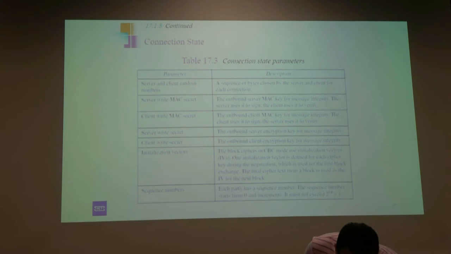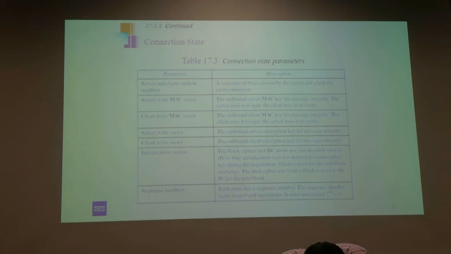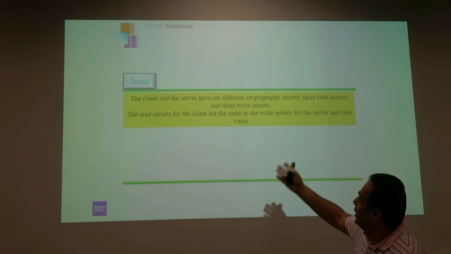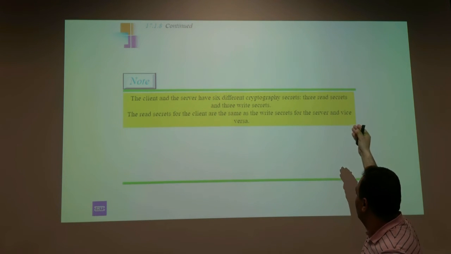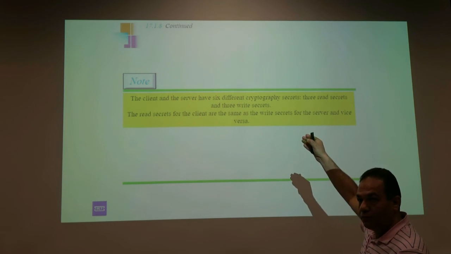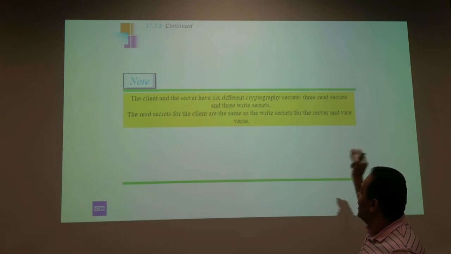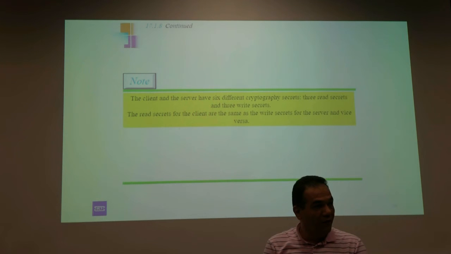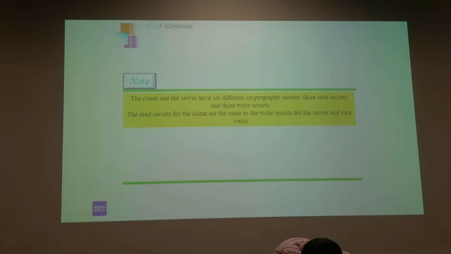For example, the first ones are the server and client random numbers. Then we have the server write MAC secret, the client write MAC secret, the server write key, and so forth. These are the parameters. So what we conclude is that the client and the server have 6 different cryptographic secrets: 3 read secrets and 3 write secrets. The read secrets for the client are the same as the write secrets for the server, and vice versa. Alright, so that's the state.